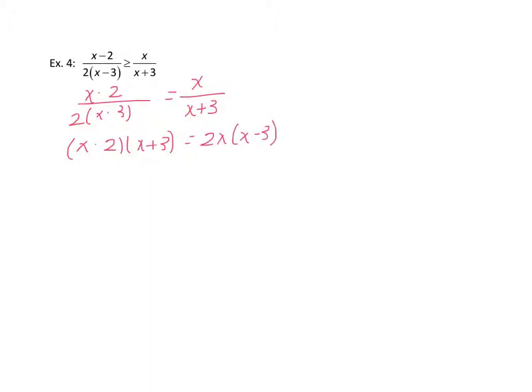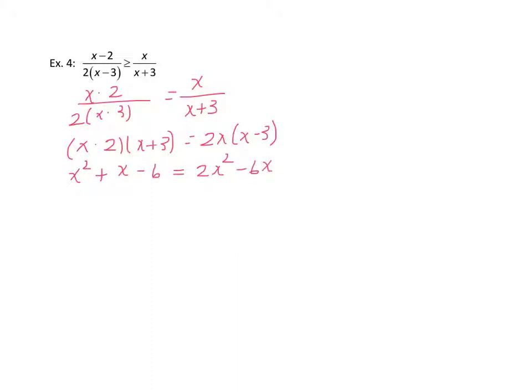And we have (x minus 2) over 2 times (x minus 3) equals x over (x plus 3). Again, we have single fractions on either side of the equal sign, so we can treat this as if it were a proportion and just cross multiply. So we have (x minus 2) times (x plus 3) equals 2x times (x minus 3). Distributing, we end up with x squared plus x minus 6 equals 2x squared minus 6x.